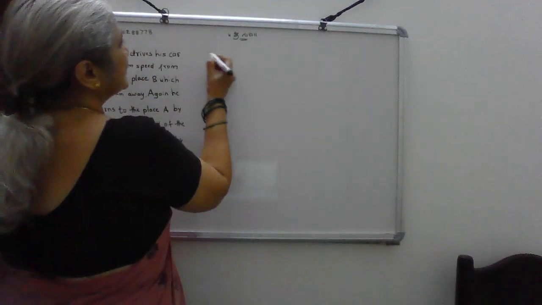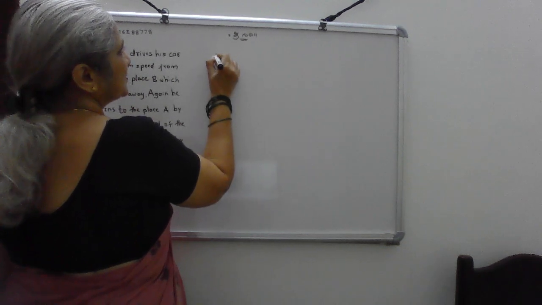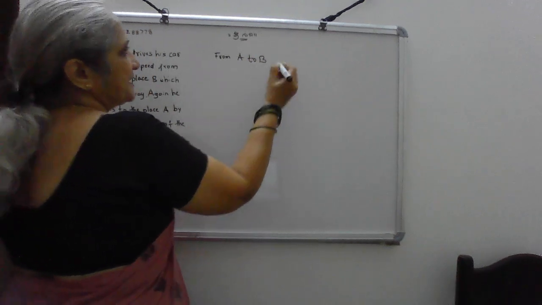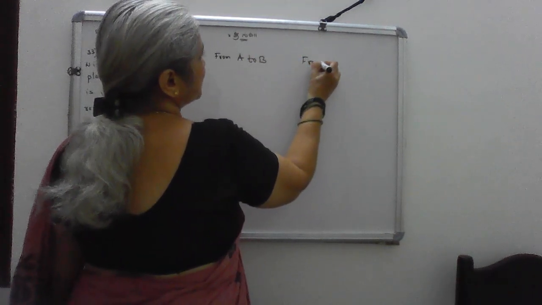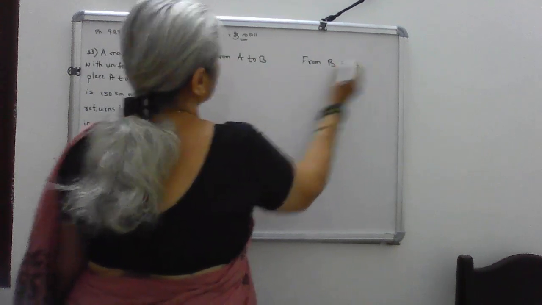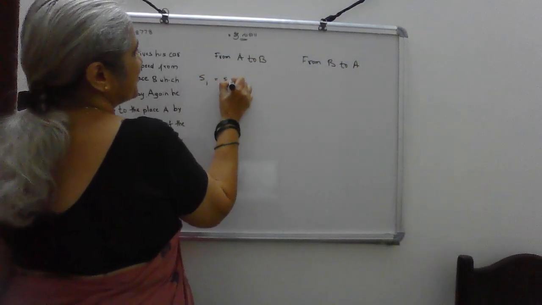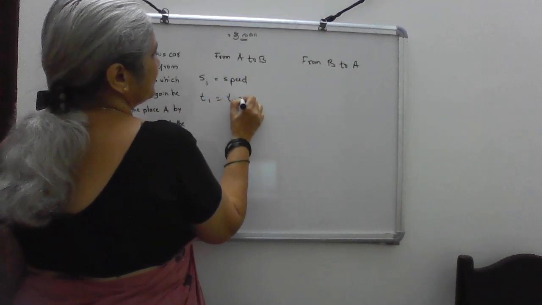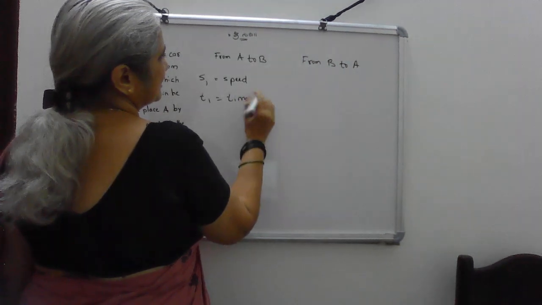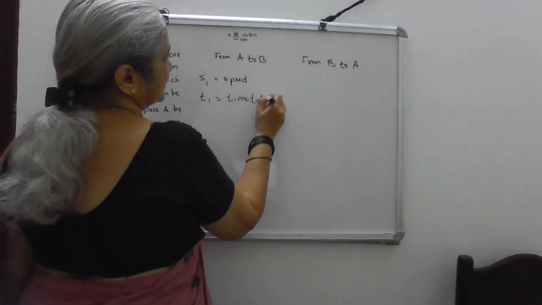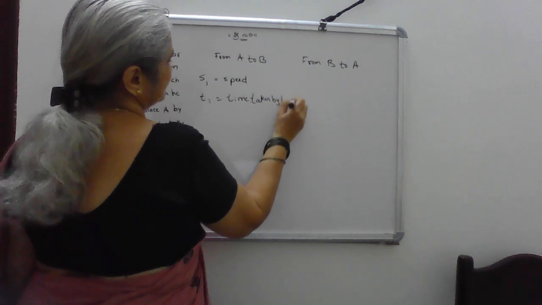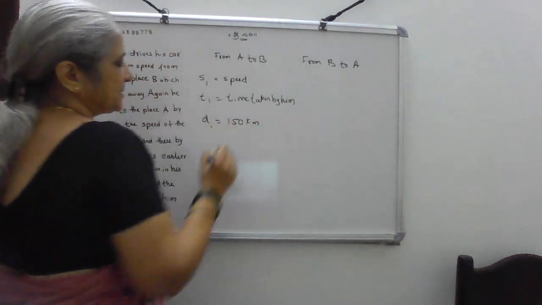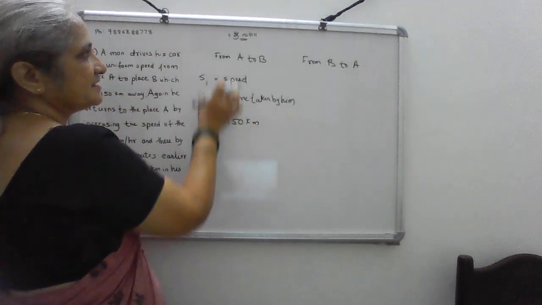It is given that the man drives his car from A to B and returns from B to A. So let S1 be the speed in his forward journey, T1 be the time taken by him, and D1 is the distance, 150 kilometers. This is his forward journey.